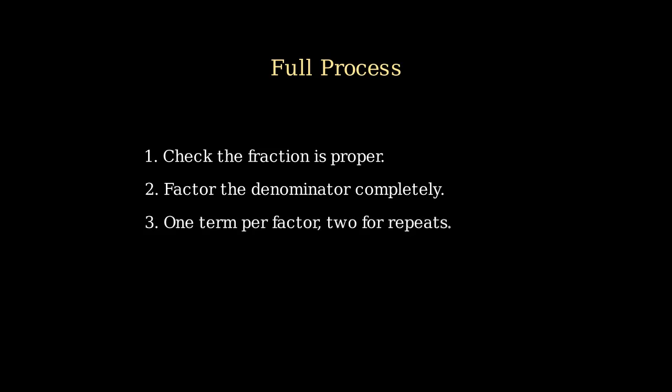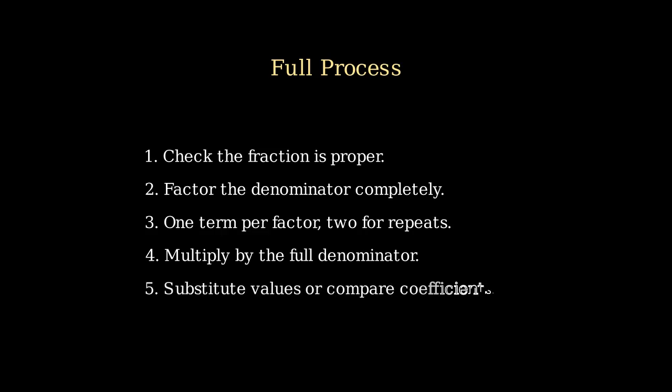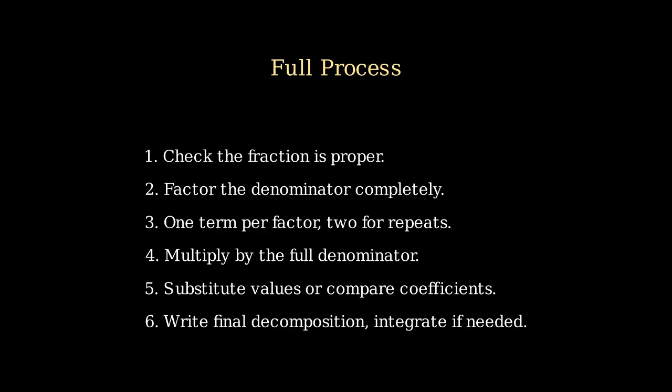Step 1. Check the fraction is proper, meaning the degree of the top is smaller than the degree of the bottom. Step 2. Factor the denominator completely into its distinct or repeated linear pieces. Step 3. Write one unknown term for every distinct factor and two unknown terms, one for each power, for every repeated factor. Step 4. Multiply through by the full denominator to clear every fraction. Step 5. Substitute convenient values of x to solve for each unknown, and use coefficient comparison for any unknown a substitution cannot isolate. Step 6. Write out the final decomposition, and if needed, integrate each simple piece on its own.